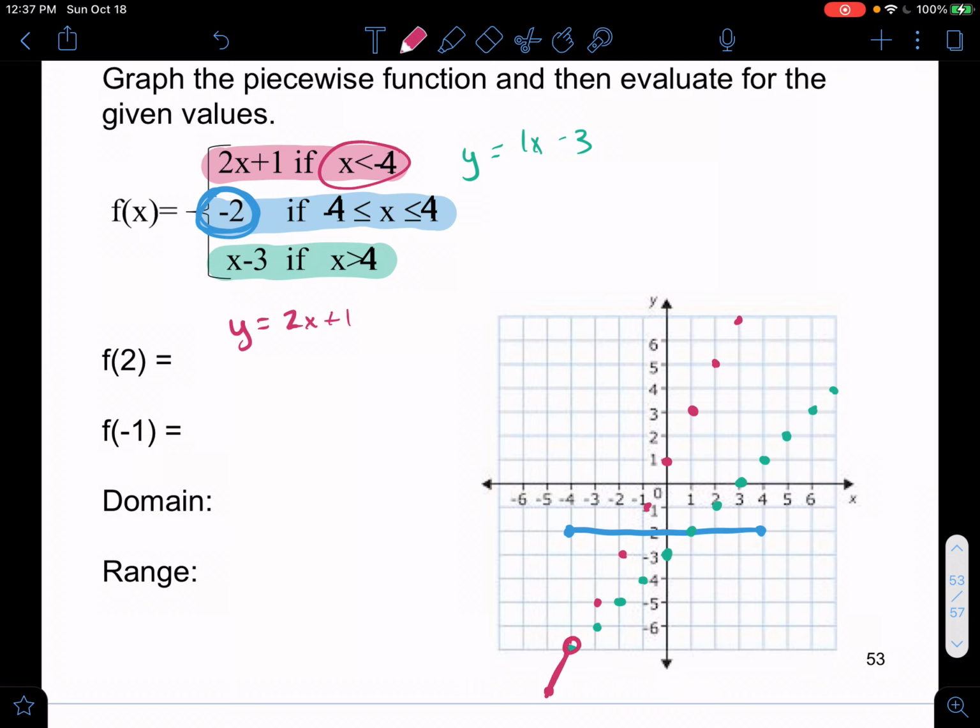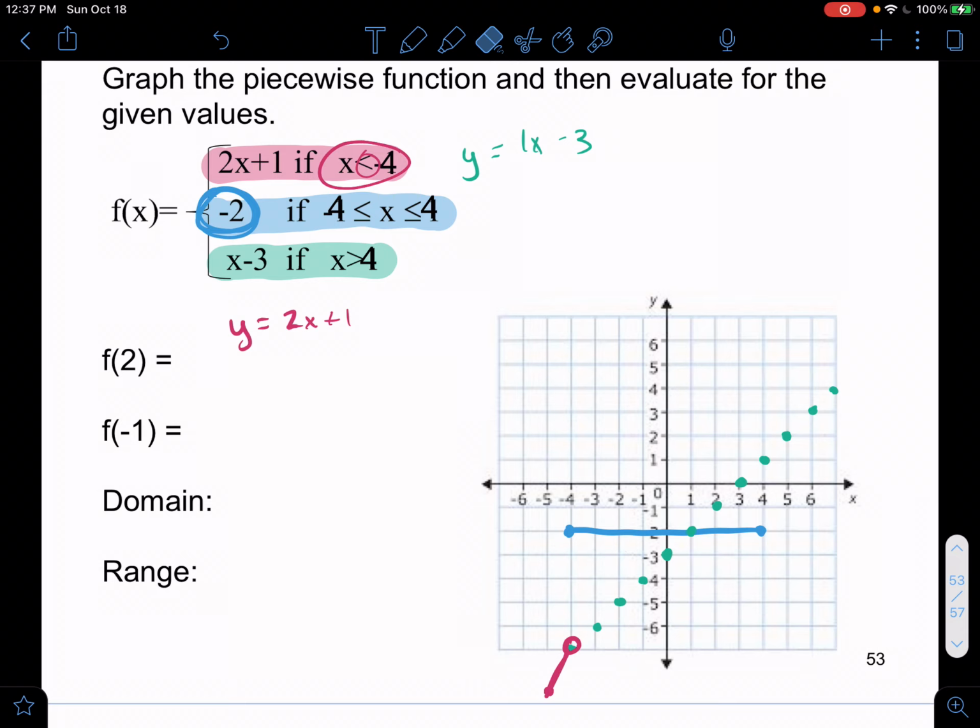And this has to be an open circle right there because we did not have the or equal to. So at that point, any of the other red dots really can disappear because those will never come into play because something else will pick it up at that point.